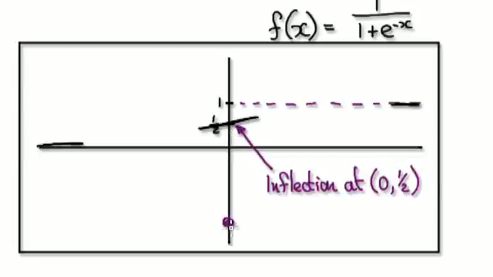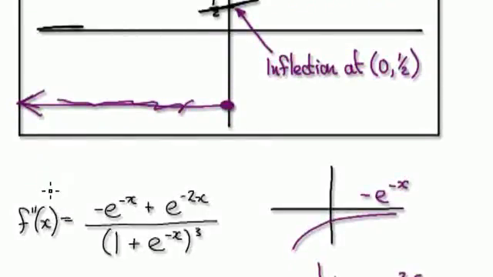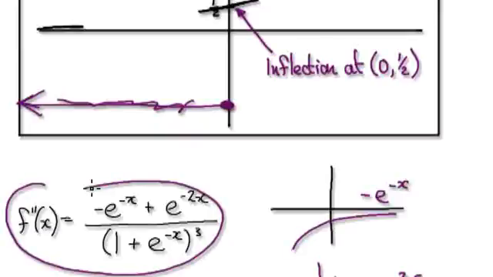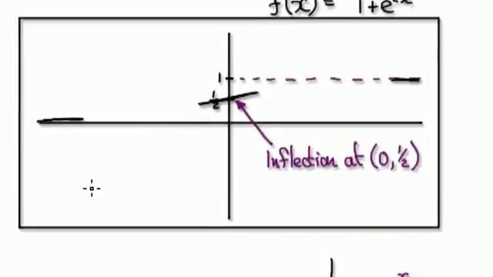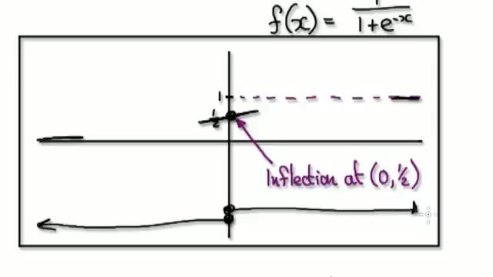Now consider the intervals. Let's consider when x is in the negative realm. We know the inflection point is right here, so we need to consider the intervals from here to here, and then from here to over here. Will this be concave up or concave down in this region here?